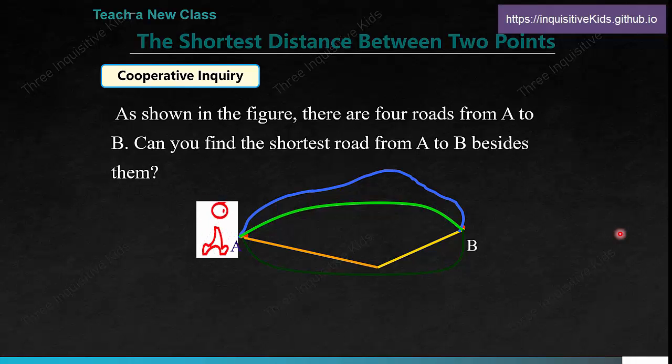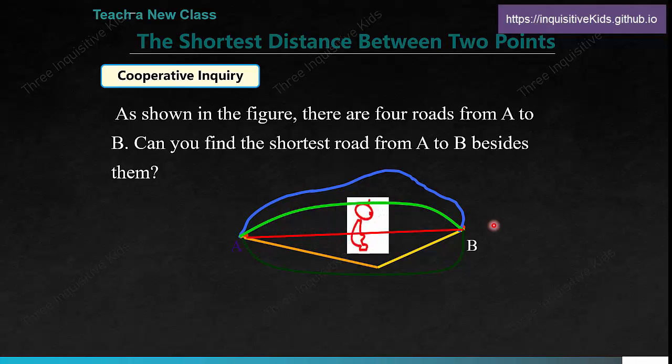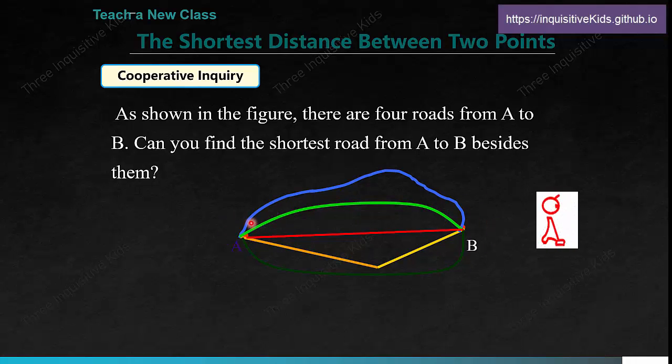Here's what I mean. As shown in the figure, there are 4 roads from A to B. Can you find the shortest road from A to B besides these paths? What other way can we connect A to B that's the shortest? The answer will be the straight line. Because this will have to go loop all over. This will still have to loop. This is also looping around. This is another loop.